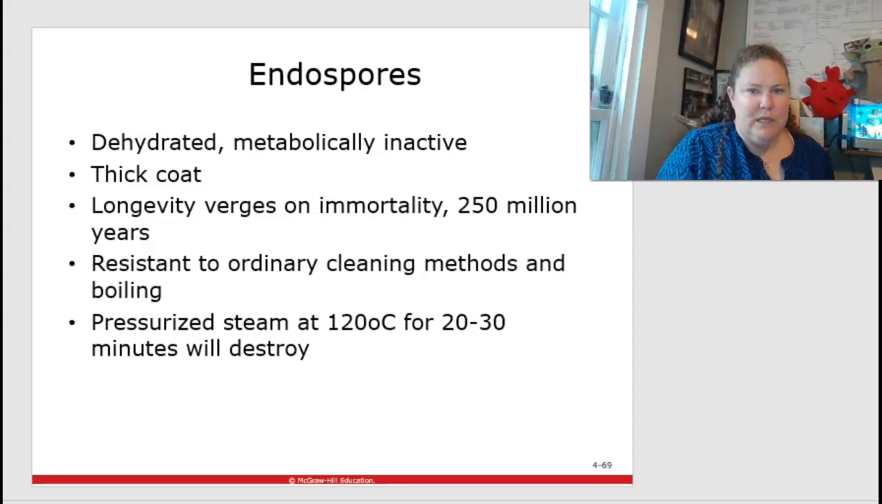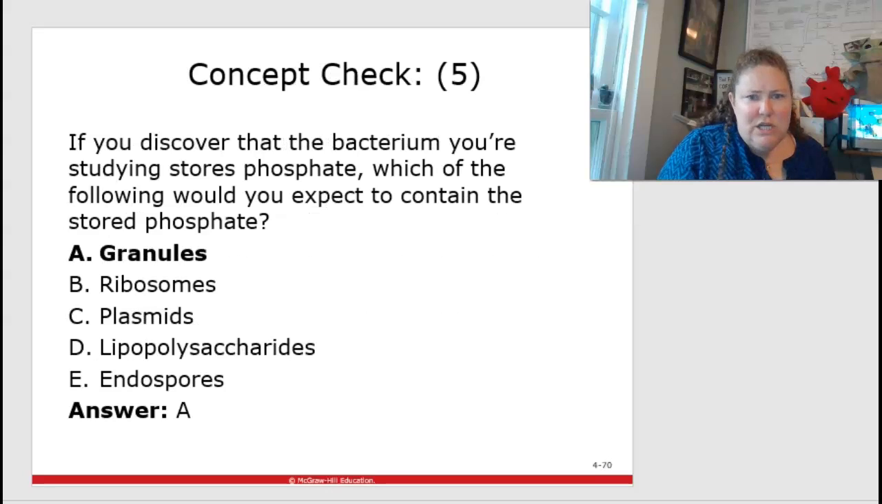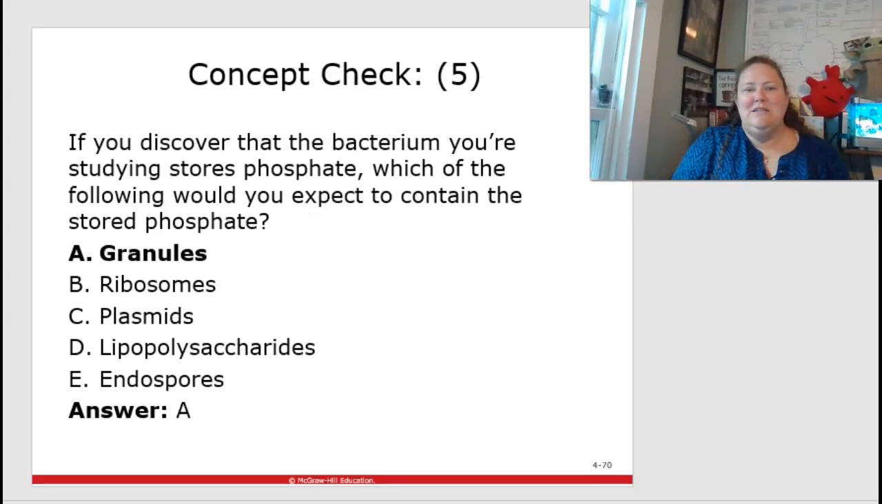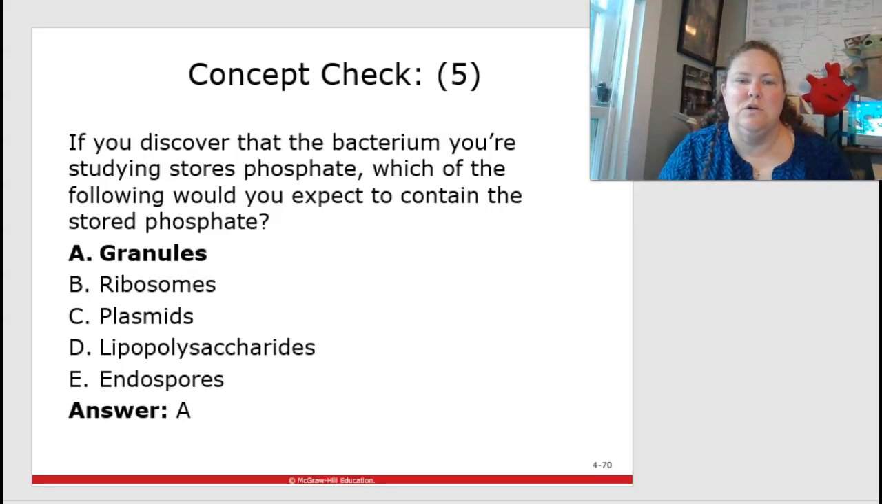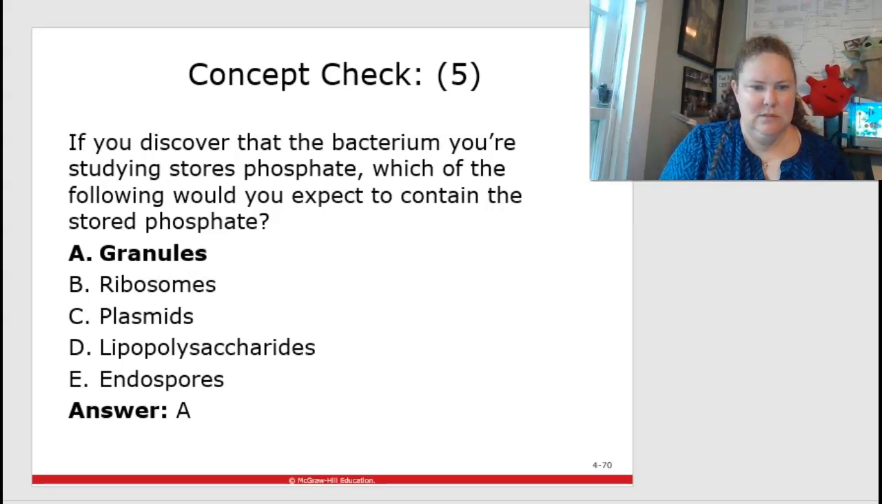So here is a little check for you. It already tells you the answer. If you discovered that the bacterium you're studying stores phosphate, which of the following would you expect to contain the stored phosphate? And the answer would be granules. Alrighty.